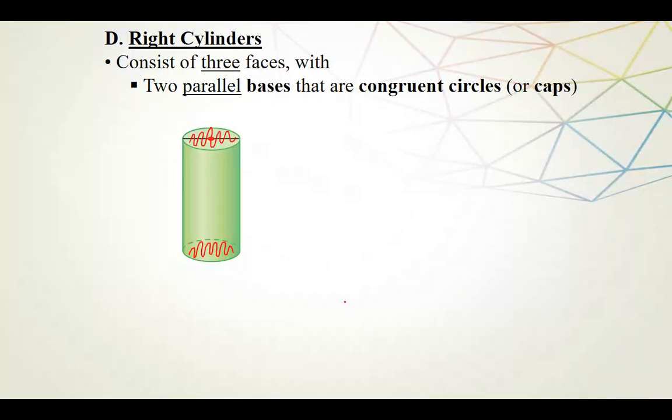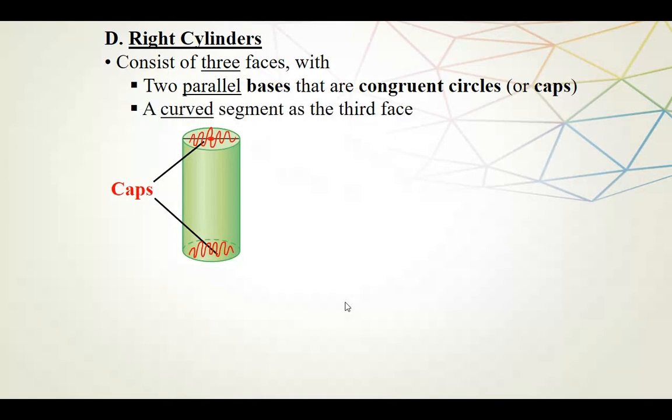They're congruent circles because they have the exact same shape, the exact same size, and they're parallel because every part of the caps are the same distance apart. Let's label the caps there. So you've got the cap at the top, and you've got a cap at the bottom. You also have a curved segment as the third face.